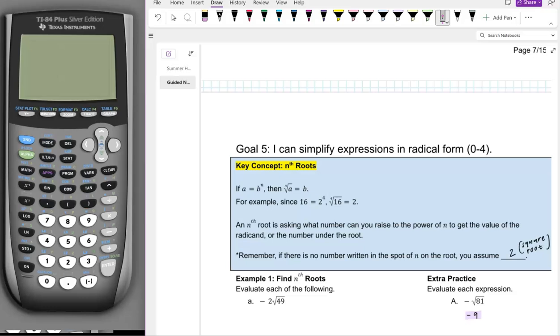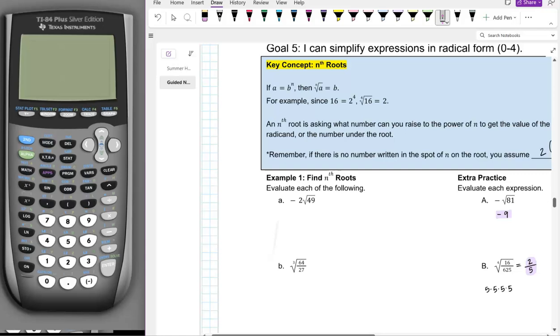Basically, an nth root is asking you what number can you raise to the power of n to get the value of the radicand, or the number under the root. So this is saying, what number can you raise to the power of 4 to get 16? It's 2. Remember that if there's no number written on the root, that's just a square root. It's a 2. It's just implied.